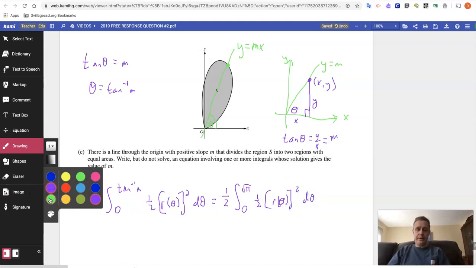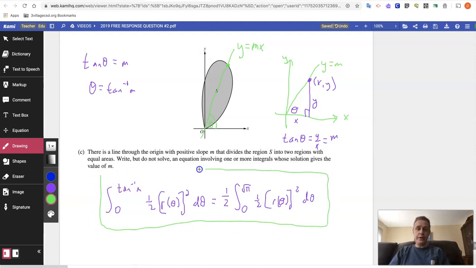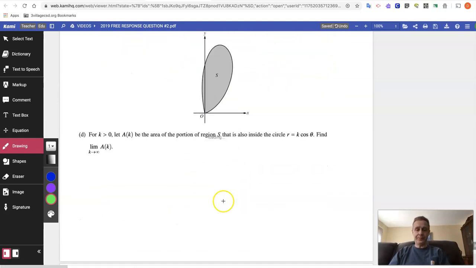And although it's a bit painful, this entire equation could be used ultimately to solve for the variable m as described in the problem, because there's the variable m and we have our equation. This could be used to solve for that. We don't have to, we just need to come up with that equation. Whew. So now let's go to part D.